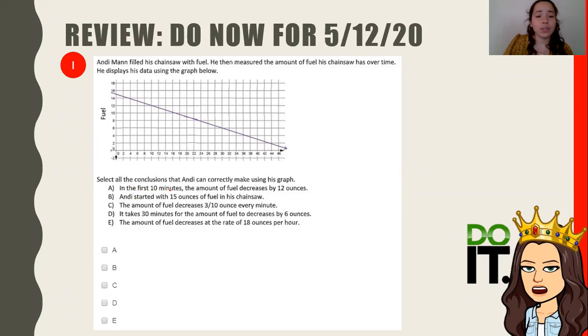So it says in the first 10 minutes, the amount of fuel decreases by 12 ounces. What I need to first know is that the word decreases means that it goes down, right? So it goes down by 12 ounces. So it says in the first 12 minutes. So I try to find minutes. It's actually cut off now that I look at it, but minutes is on this end. This is fuel, this is minutes. So it says in the first 12 minutes. Sorry, in the first 10 minutes. So I know that the first 10 minutes is this chunk right here.